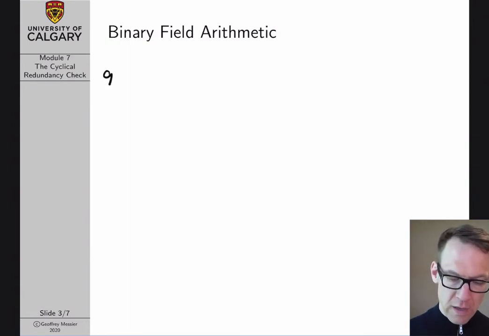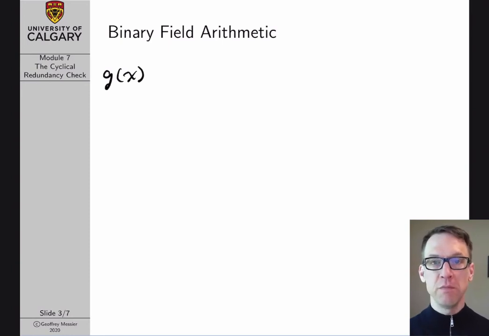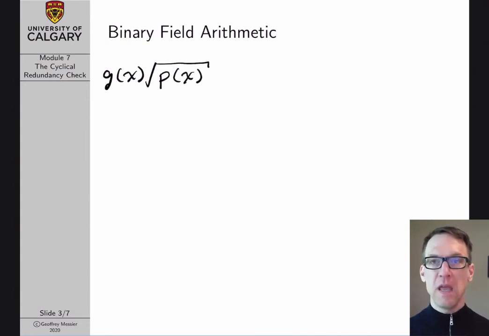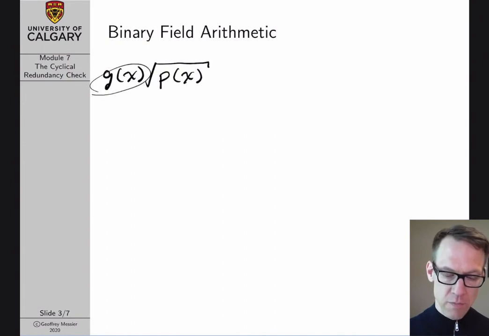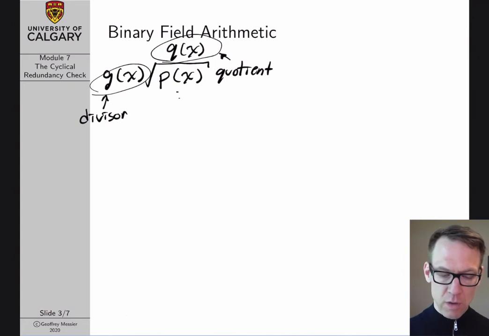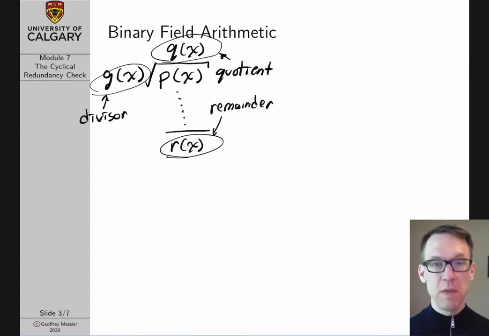So we're going to take a polynomial g of x, use it to divide the polynomial p of x, and just as a bit of terminology, g is the divisor. And when we do our long division, we're going to get a polynomial q of x, which is referred to as the quotient. And we're going to do a bunch of work, and then at some point we're going to get a leftover polynomial, and that is the remainder. Again, these terms, I'm sure you've heard them before. This is just basically review.